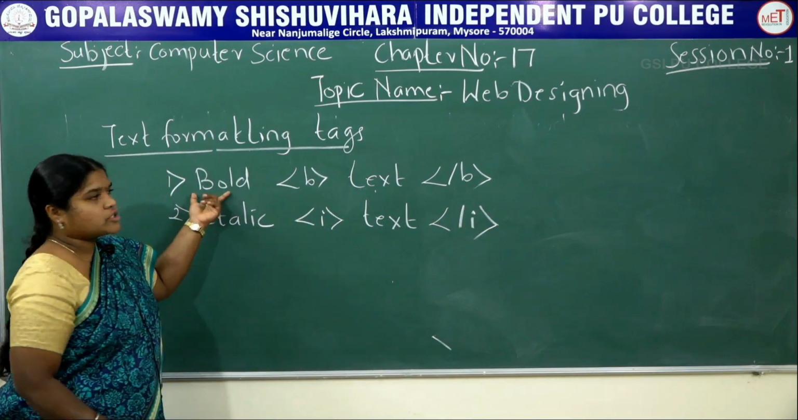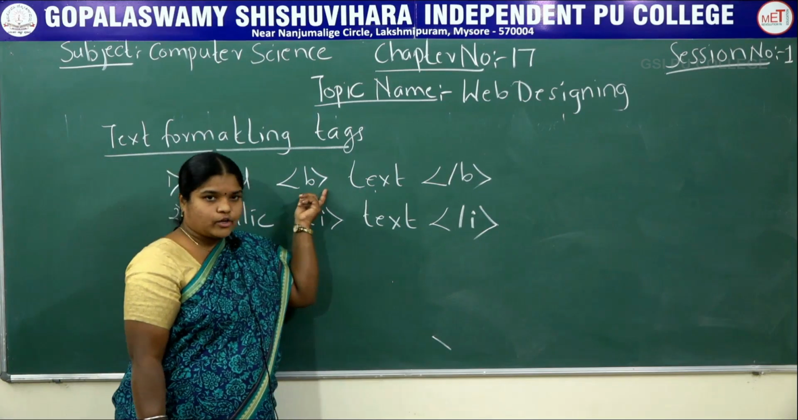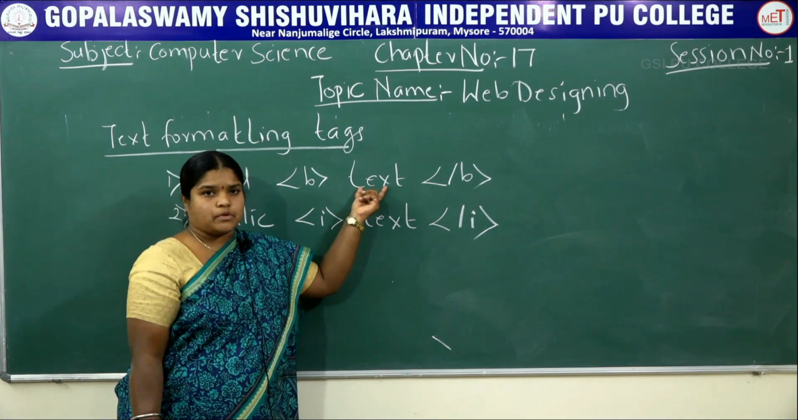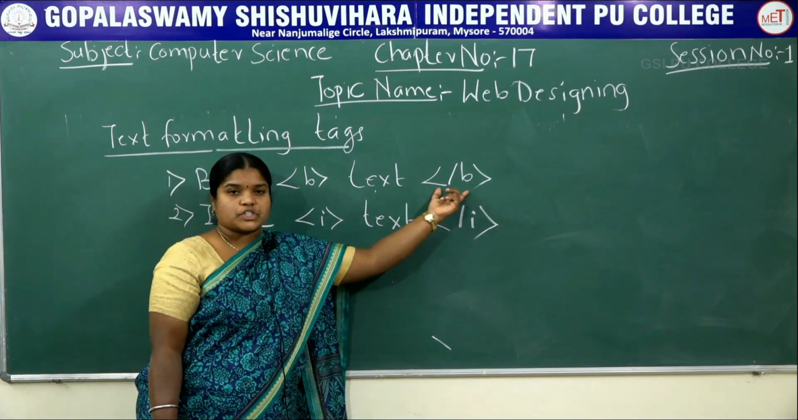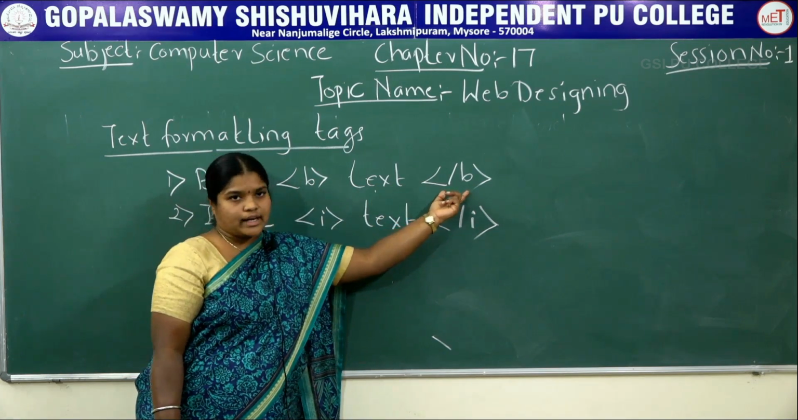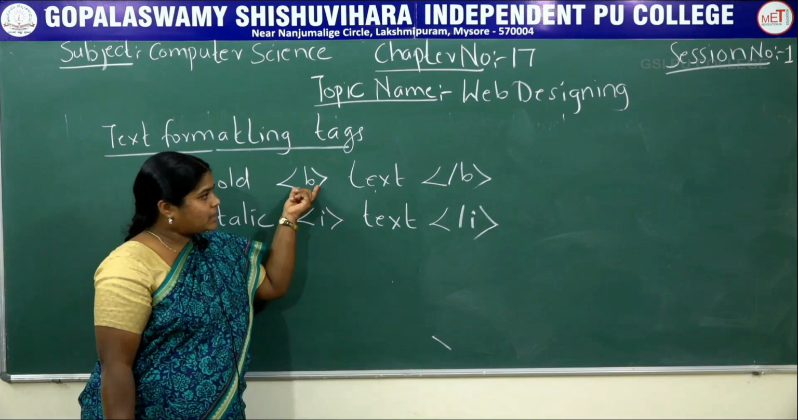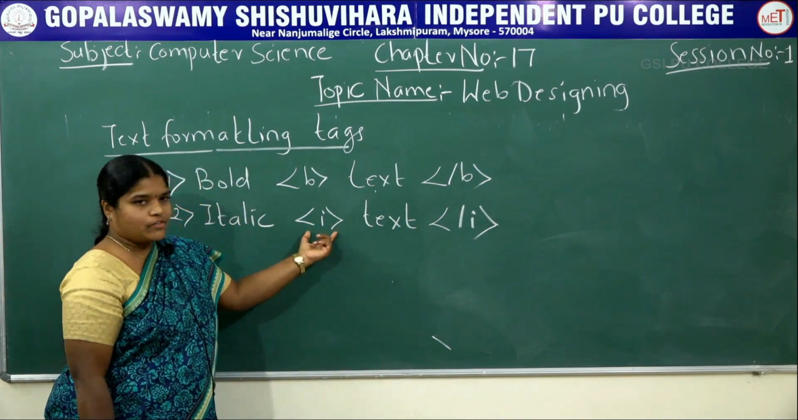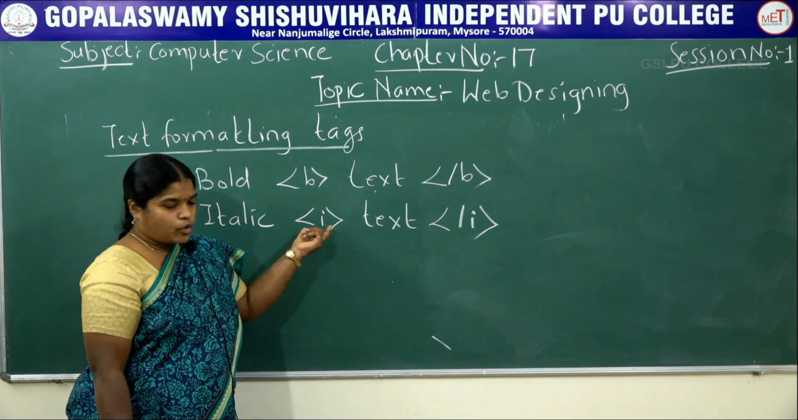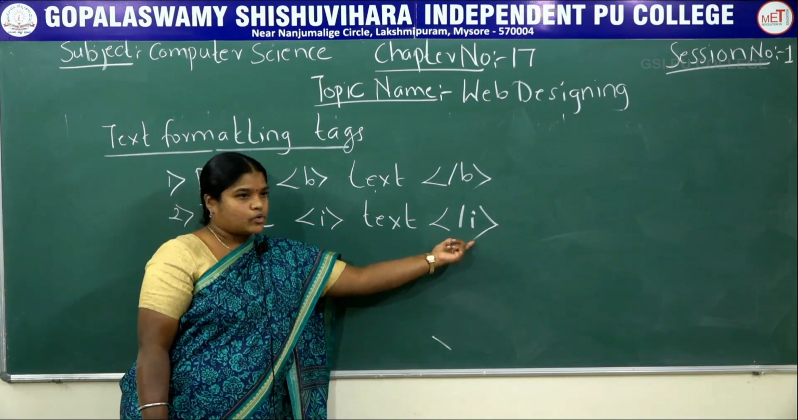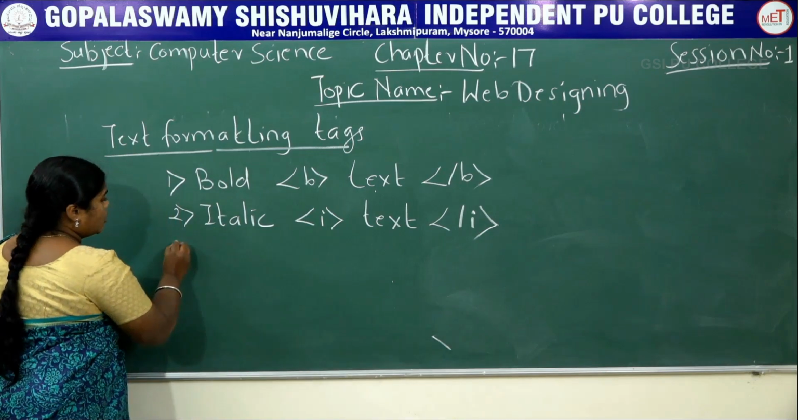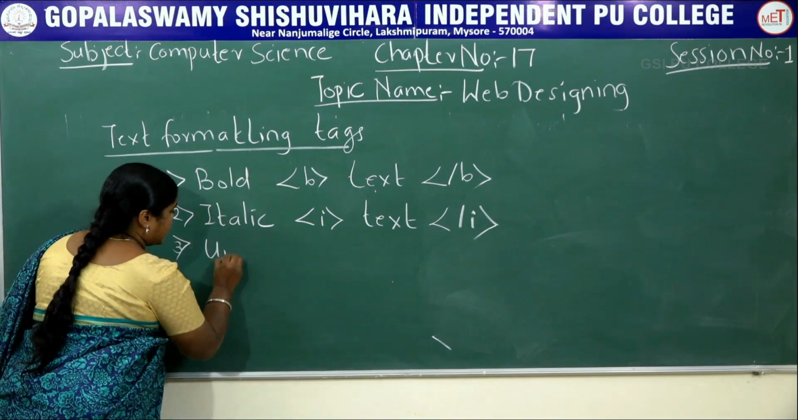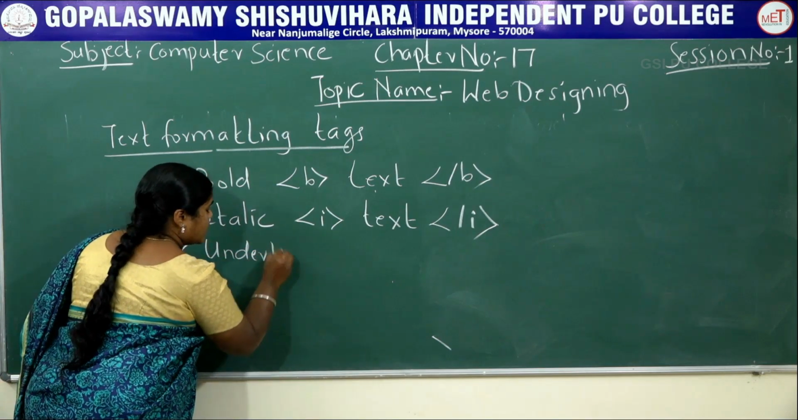So see, the first one is the bold tag. The tag used for bold is B. We are going to specify the text within that particular tag and then close the bold tag. So B is the opening tag, /B is the closing tag. In a similar way we have I for opening and /I, that is the closing tag. So all these are paired tags: bold, italic, and the next one will be underline.